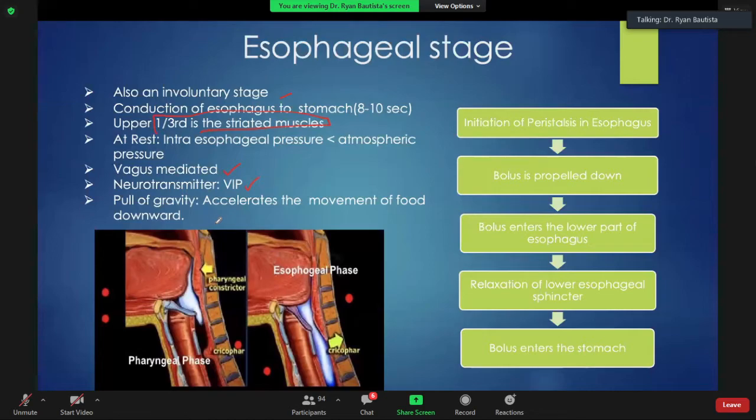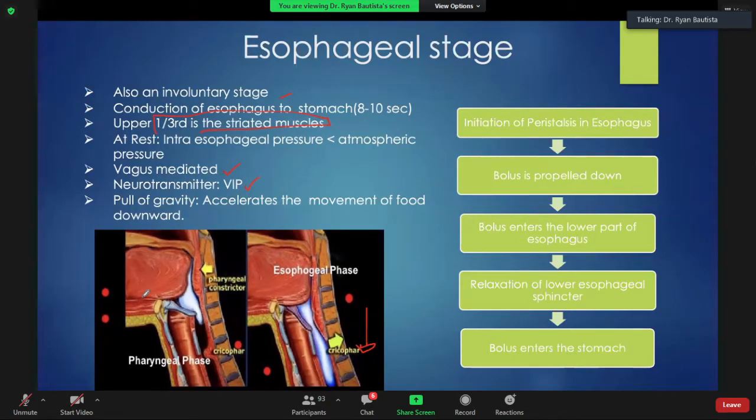The pull of gravity accelerates the movement of food, but if you like to be Spider-Man and Batman and you like to eat upside down, your peristalsis will also push it to your stomach, but slower than when you are upright and have the help of gravity. Okay, so that is your esophageal stage.